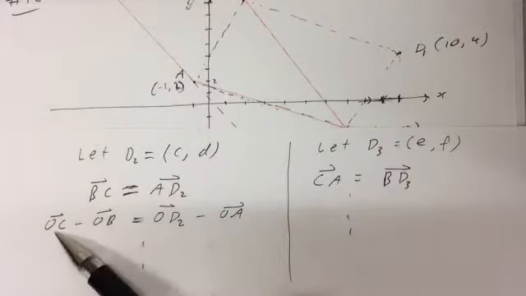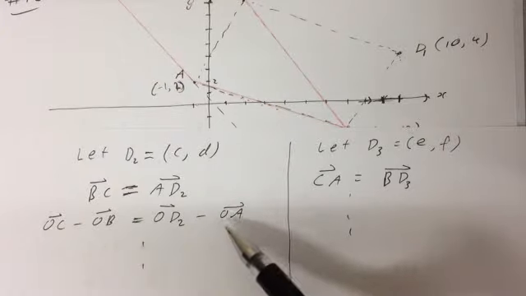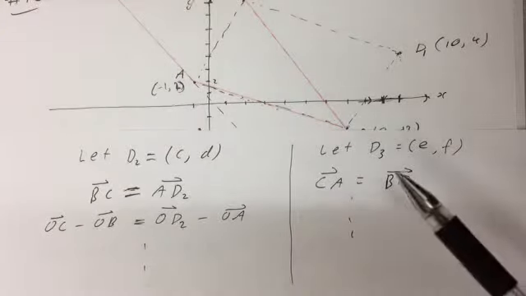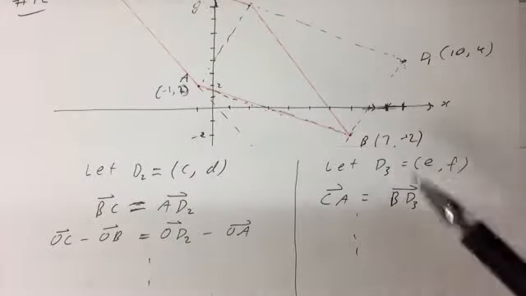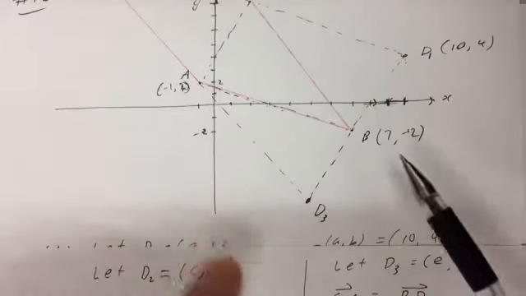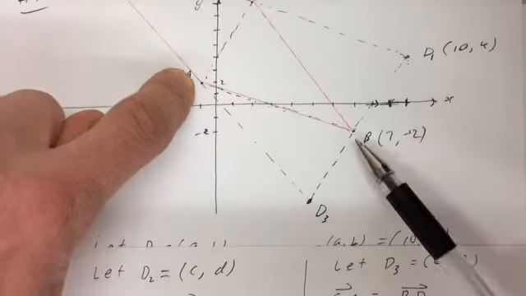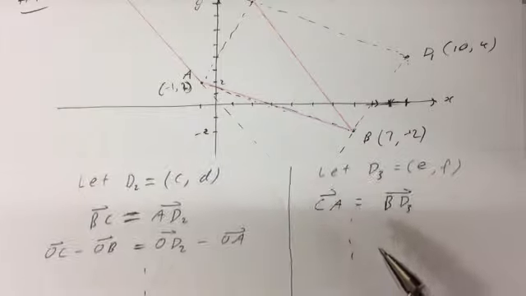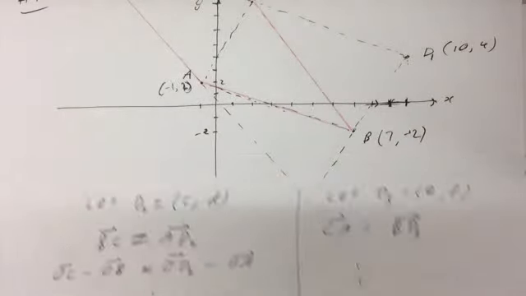And BC is OC minus OB, AD2 is OD2 minus OA, and you follow through the way we did for the other one. Same thing for D3. D3, let it equal EF, and you'll see that vectors CA equals BD3. CA equals BD3, and you'd follow through in the same way. That's number 12.